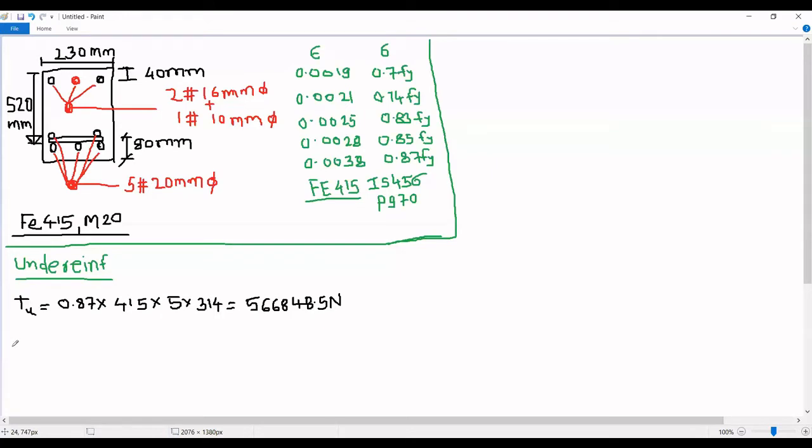The next thing that we do is we try to locate the position of neutral axis. So in order to locate the position of neutral axis, I will have to equate Tu and Cu. So Tu is equal to Cu. Cu derives the contributions from concrete and compression steel. So I will have to write Cu equal to Cu1 plus Cu2.